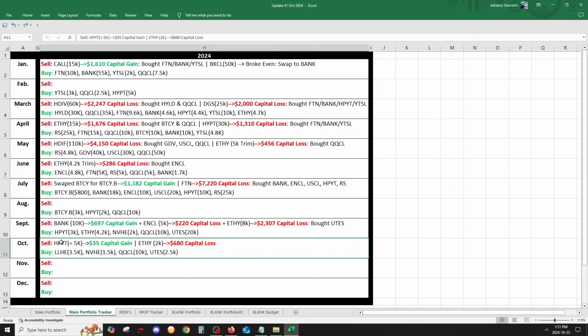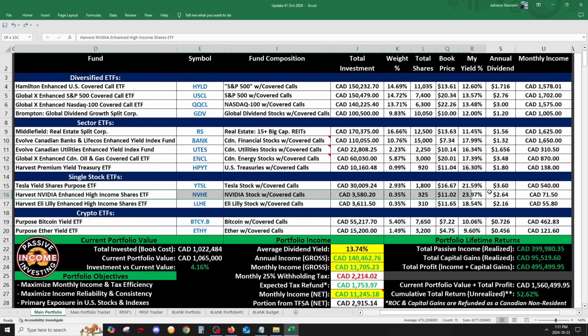So what did I do with the HPYT and Ethereum proceeds? Well, I did buy. I put a little bit more in the Harvest Nvidia single stock one and the Eli Lilly leveraged single stock ETF. So just a little bit. So that's it right here. I have about 3,500 in both of these. These are obviously very, very small positions.